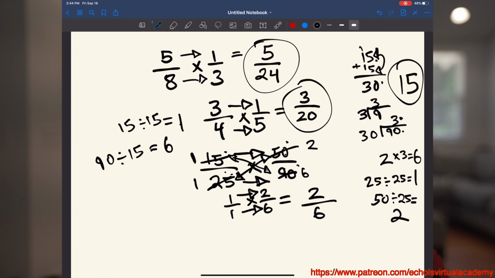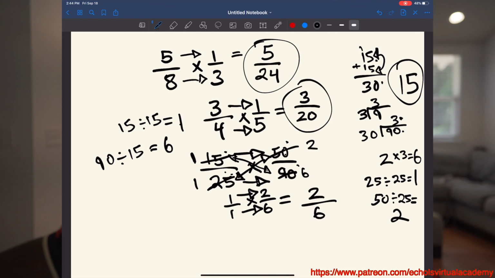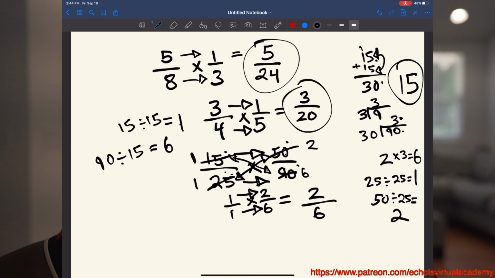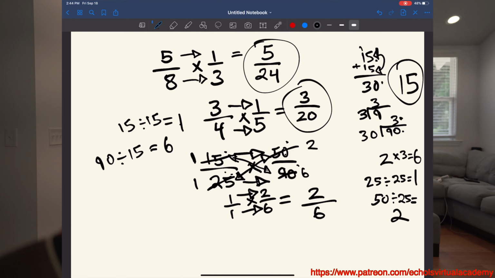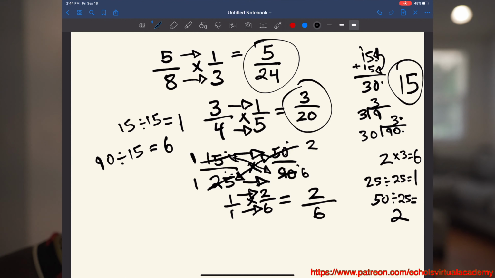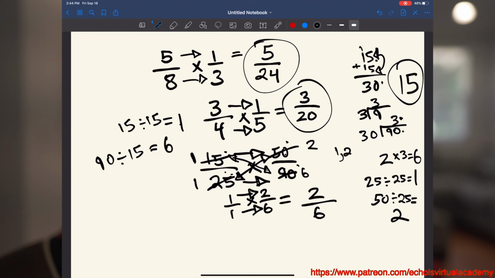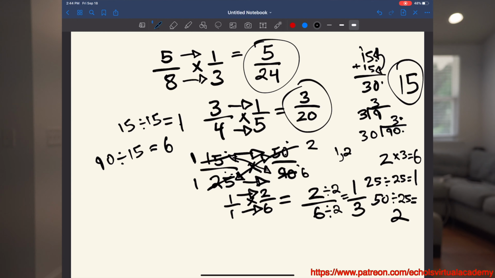But you're still not done. See, I told you this was going to get complicated because you can make this 2/6 into a smaller fraction. But you got to ask yourself, what is the biggest number that divides into 2 and divides into 6? Well, with 2, you only have 2 choices. It's either 1 or 2. So you automatically know 2 divided by 2 gives you 1, and 6 divided by 2 gives you 3. So your final answer is 1/3.